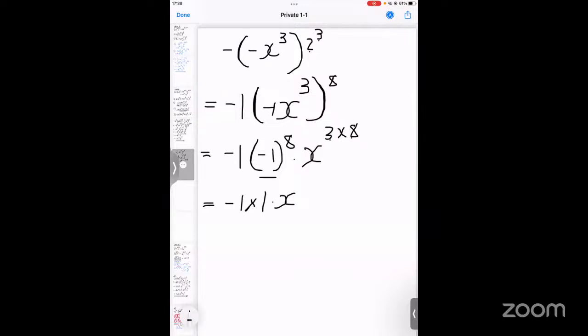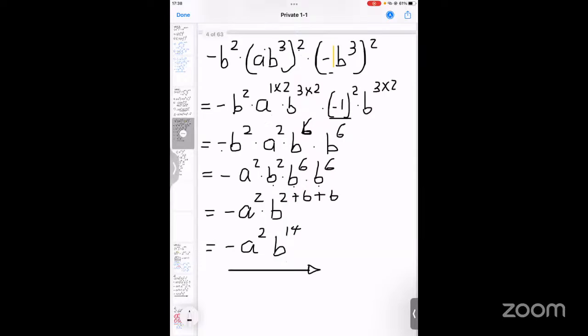30 minus 6 is 28. Is it 28? No, not 24. I think it's 24. Then you have -1 that multiplies 1. It gives you -1. And then you have x to the 24, which is the same as -x to the 24. This should be the end of it. Does it make sense what I've done there, Langelihle? Yes, it makes sense. Okay, then it's fine.